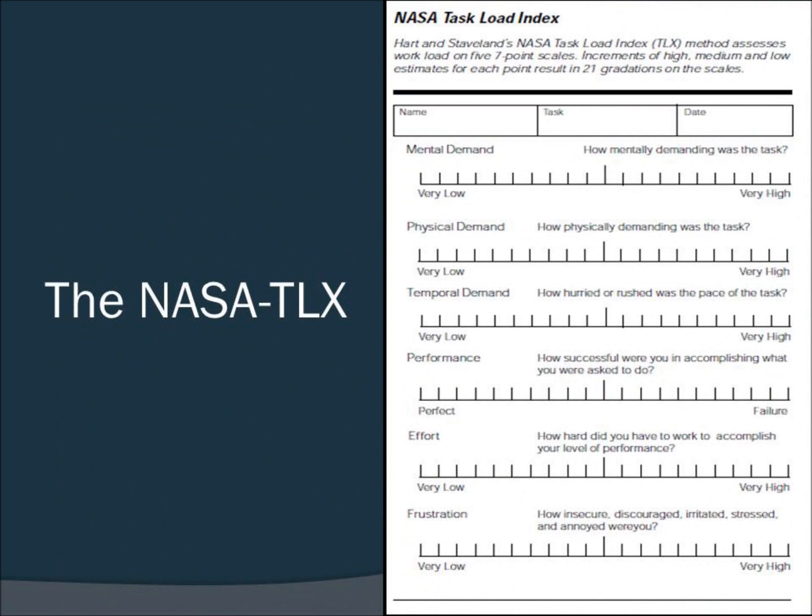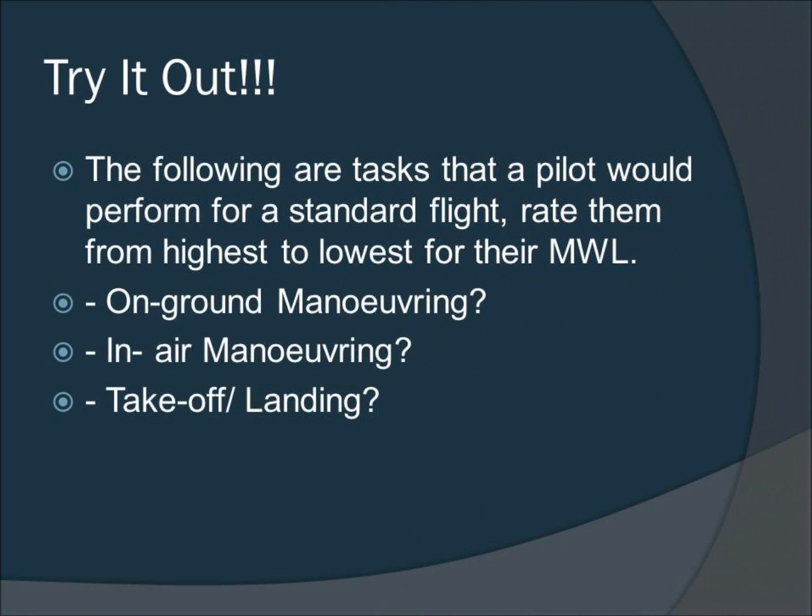This is an image of the paper-based version of the NASA-TLX. As you can see, each subscale has its own rating scale with marking indicators ranging from very low to very high. Please take a few minutes and try the following example. The following are tasks that a pilot would perform for a standard flight. Rate them from highest to lowest for their mental workload.